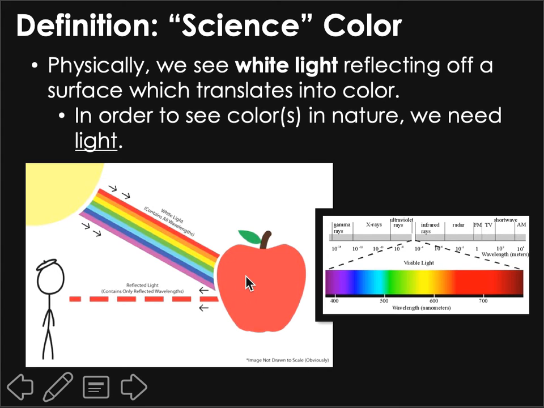All of those wavelengths, all of those different colors are going into that apple, and that apple is absorbing them all except red, and it's reflecting red off. So therefore, we see this apple as red. I call this science color because this is talking about things in nature. This is not talking about art.